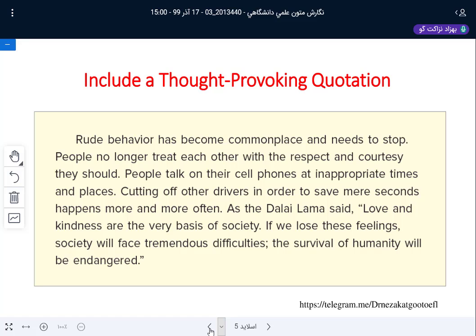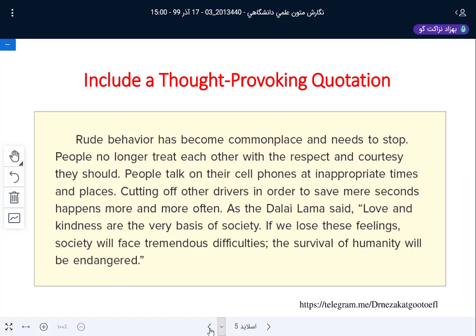So this is a thought-provoking quotation. So as the Dalai Lama said, within quotation marks, this is a direct quotation. So we have cited: as the Dalai Lama said. So this is the citation. In APA, we need to actually refer to the date of publication, or when he said this or wrote this.